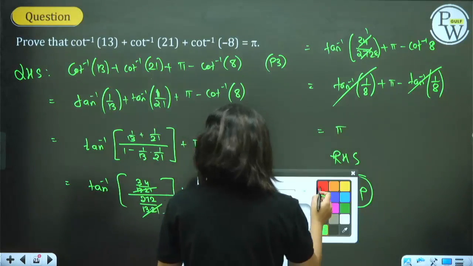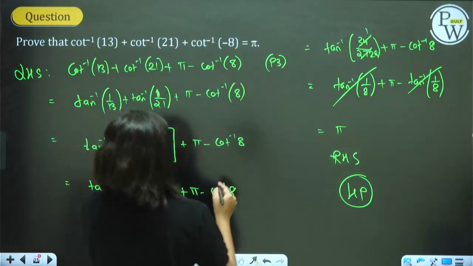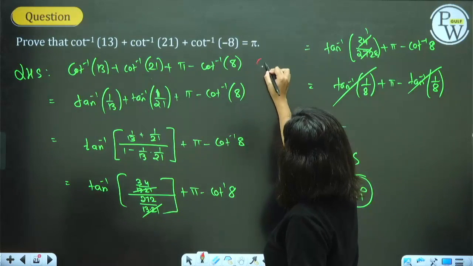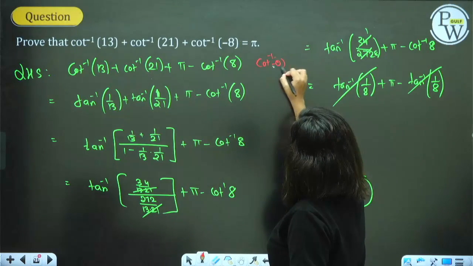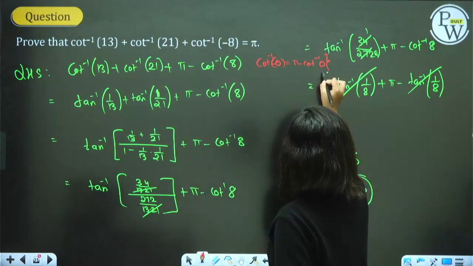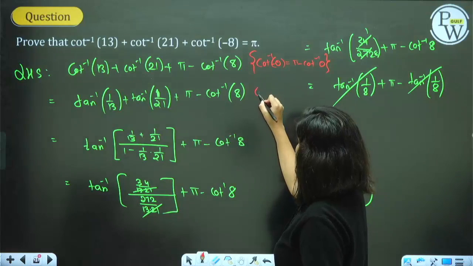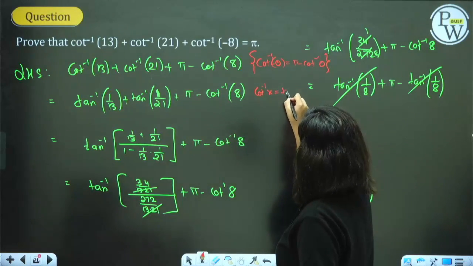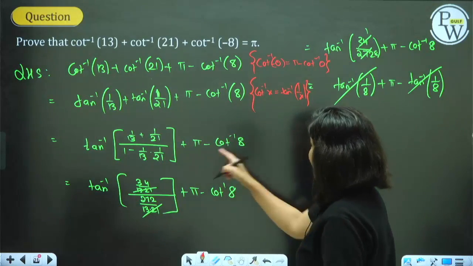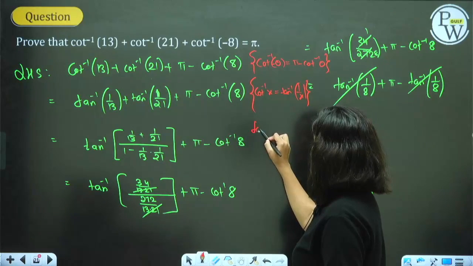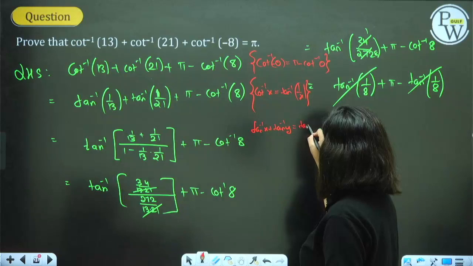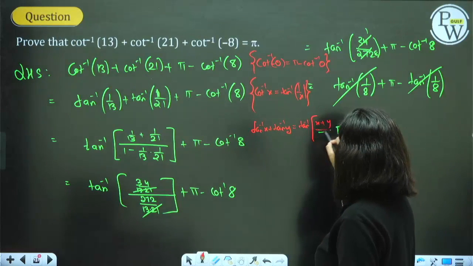How many properties did we use, guys? In the very first step, we used property 3. What was property 3? Cot inverse of minus theta is pi minus cot inverse of theta. Then in the second step we used the property cot inverse of x is tan inverse of 1 by x. All of these are properties noted by you. Then in the third step we used the property tan inverse of x plus tan inverse of y is equal to tan inverse of x plus y upon 1 minus xy.